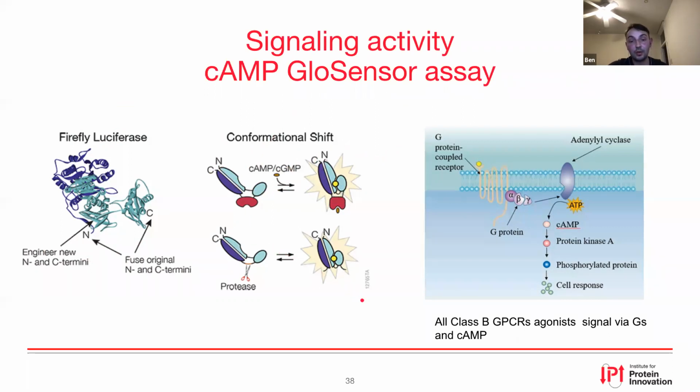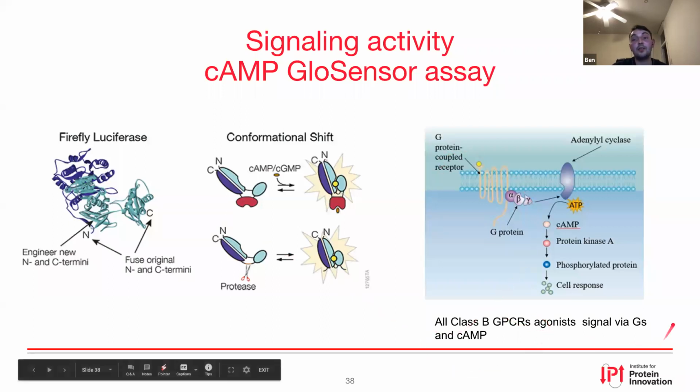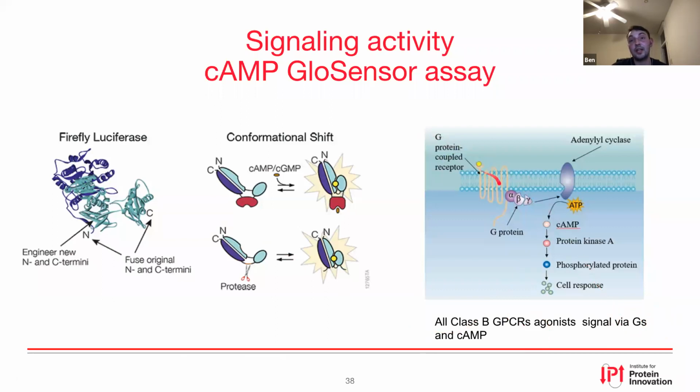And so we can do that for our family B GPCRs because they are all signaling via the Gs proteins. So if they get activated, the Gs protein gets activated, that then activates adenylate cyclase. That's an enzyme that converts ATP into cyclic AMP. If that happens, we measure the increase in cyclic AMP with the luciferase sensor.